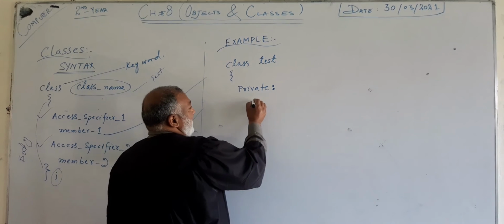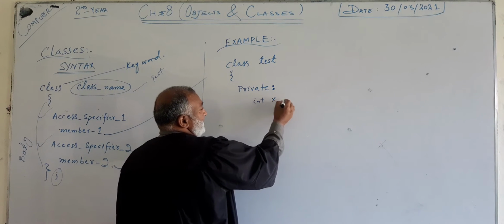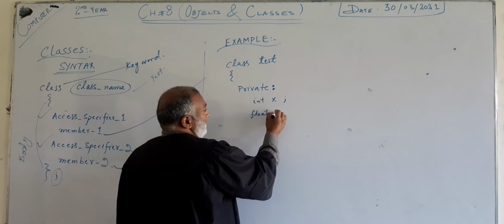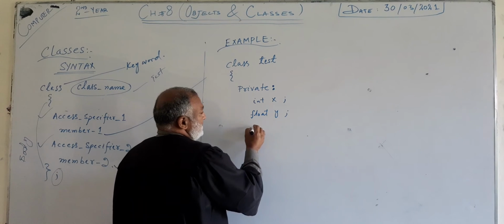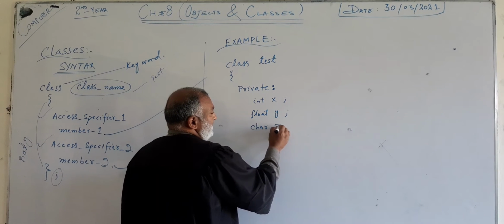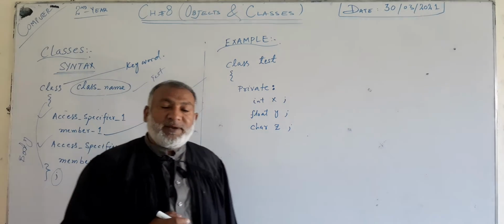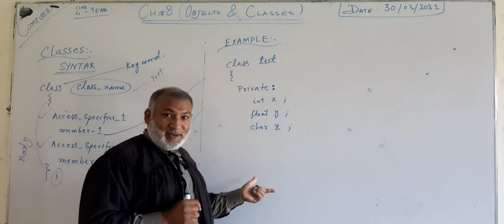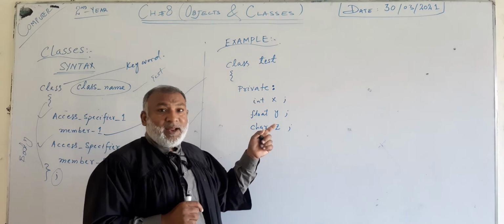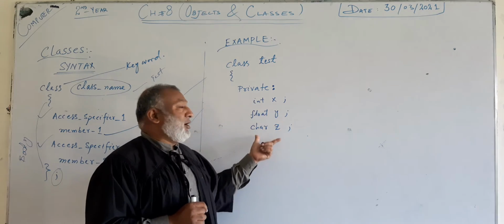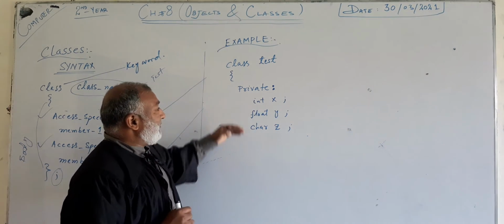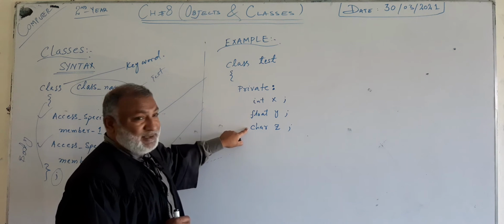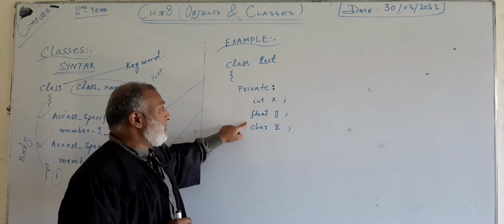For example, if I write int x; float y; char z; we have declared three member data. This is basically data, but since it is inside the class, they are the members of the class, and that is why they are called member data. So we have declared three member data: integer, float and character, and these are all written under private, so they will be treated as private member data.